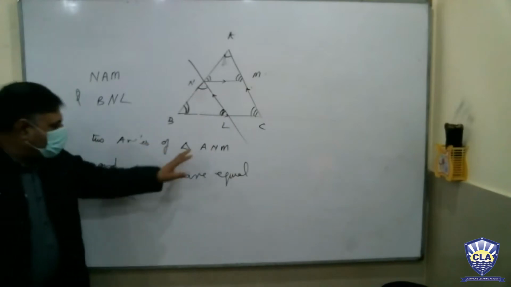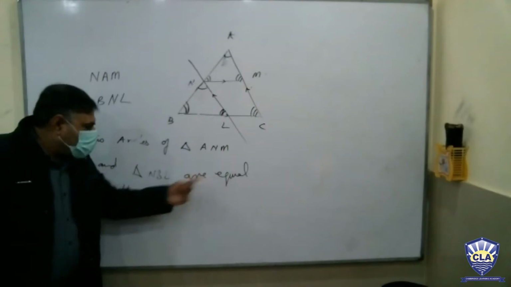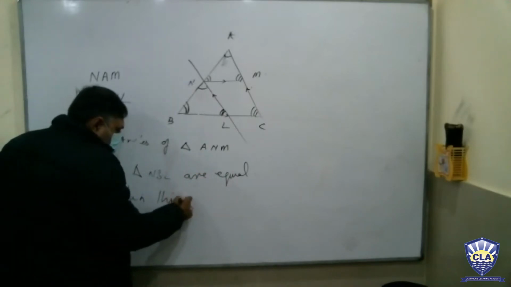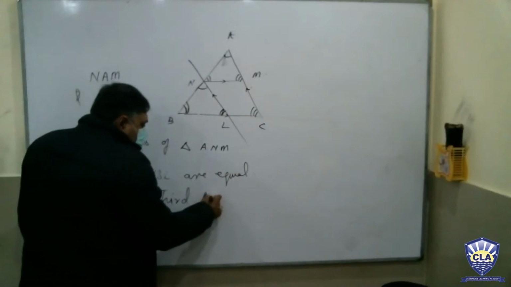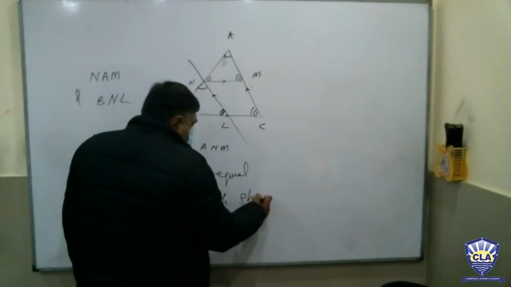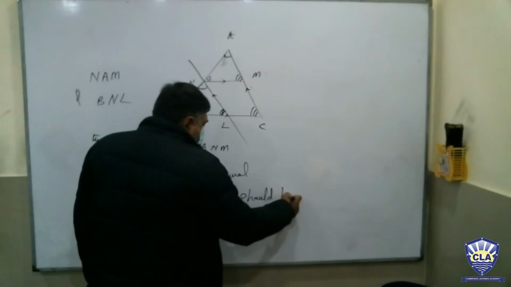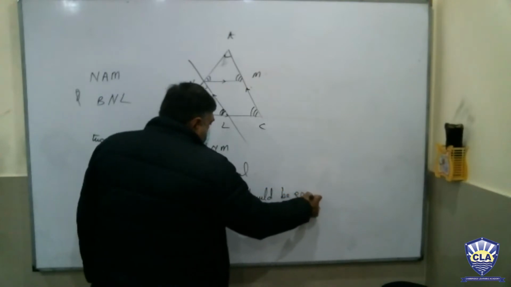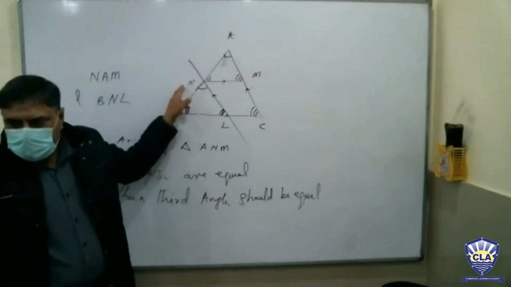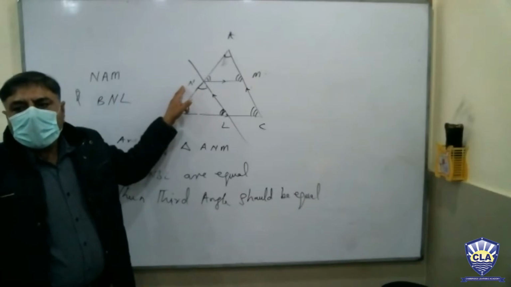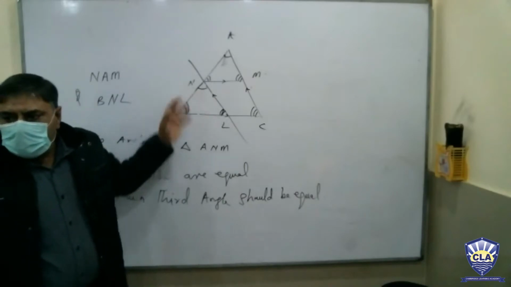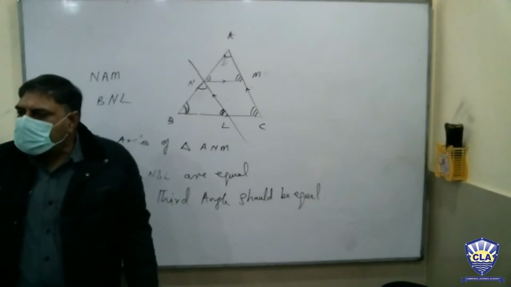If two angles of triangle ANM and triangle NBL are equal, then the third angle should be equal. If anyone said that angle A or this angle, what are these two? Common angles. They are coinciding angles. They are corresponding angles.